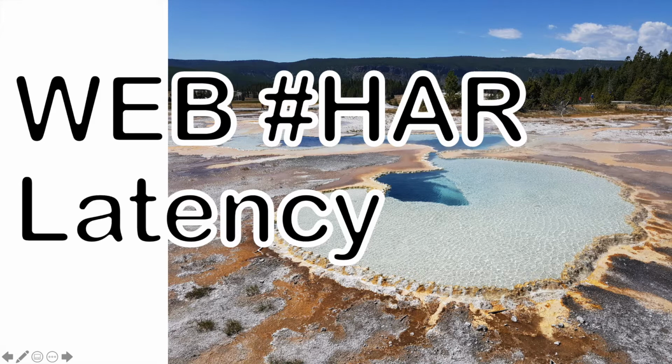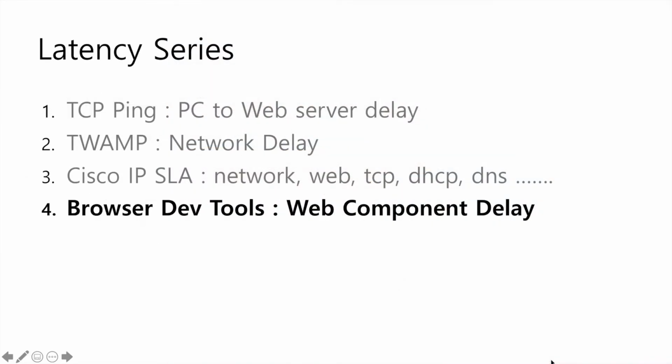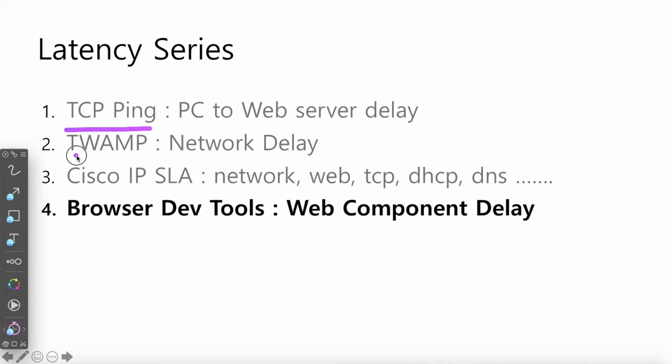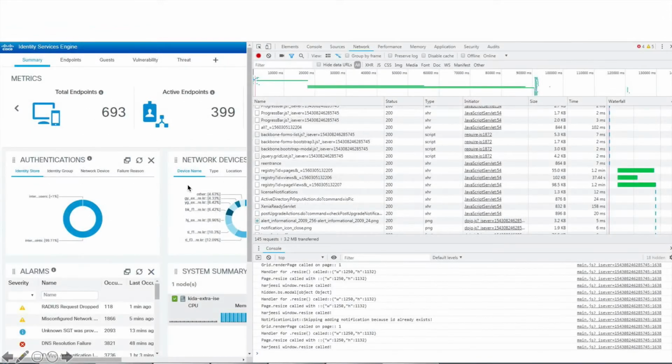But anyway, today I will explain about web latencies, actually web component latency. This is the first time in the latency series. First I explained about TCP ping, and second TWAMP, a network delay protocol. And last time I explained about Cisco IPSLA, and I made a dashboard using InfluxDB or Elasticsearch. This time I will explain about HAR.